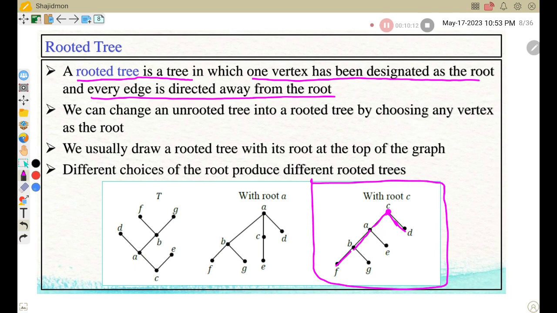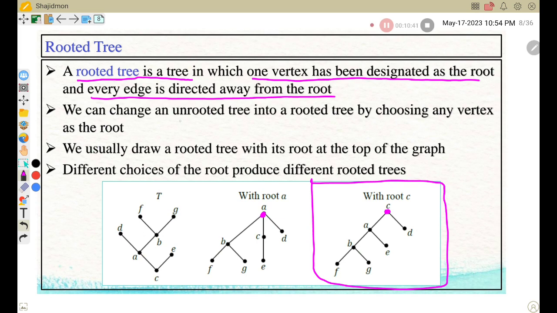In the beginning I showed you in that tree what is the meaning of root, correct? The same idea. So a rooted tree means it is a tree where one vertex is assigned as a root, and every edge is directed away from that root. So this is the root vertex here, in this example the root vertex A, because all other edges are going away from that root vertex.